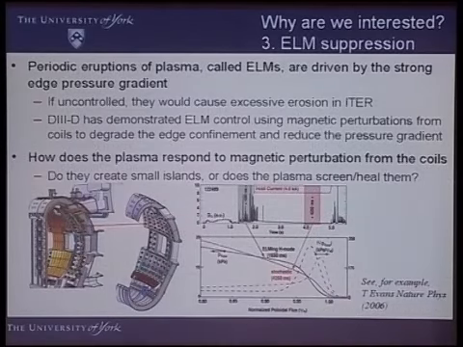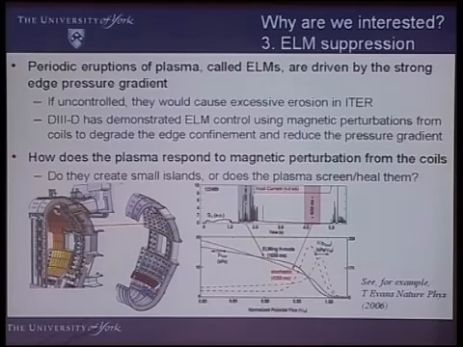The final example that I'll give is one that's particularly topical at the moment, and that's suppressing eruptions in tokamak plasmas called ELMs, edge-localized modes. So these are basically big filaments of plasma that erupt from the tokamak plasma surface. And if they can't be controlled on ITER, then they will just do far too much damage to the first wall components and the exhaust components. So we have to try and think of mechanisms to control them.